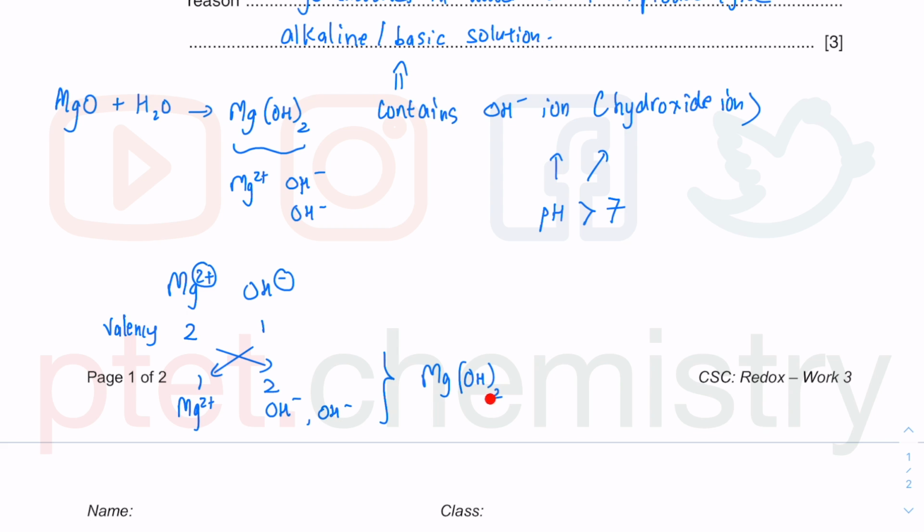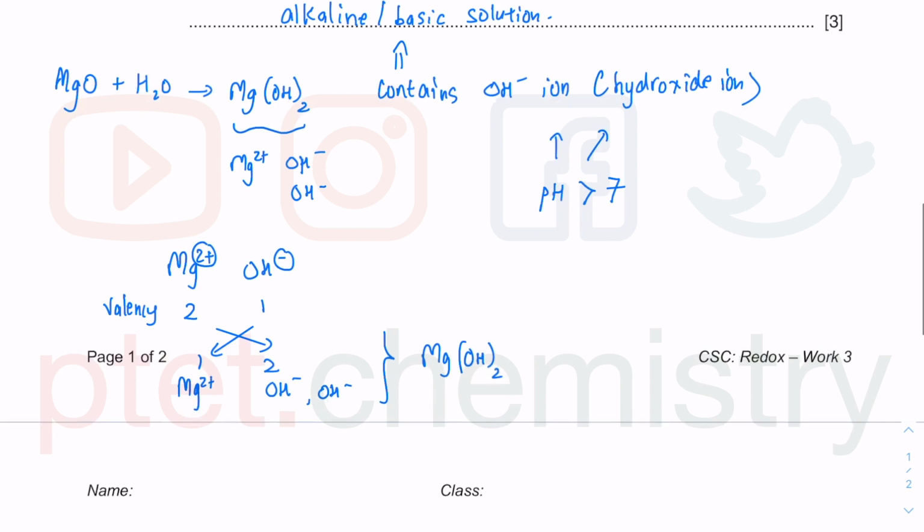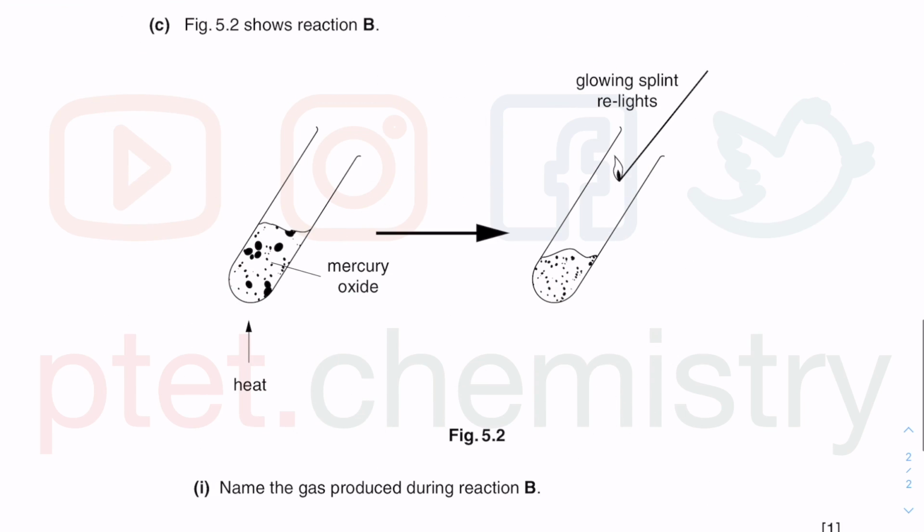This is the proper formula for magnesium hydroxide, and you know the meaning of this bracket because we did it in year 9 chemical formula. So again and again, year 9 concepts get carried forward to year 10 and year 11. In this next question, we have reaction B. We have this thing called mercury oxide. Mercury is a poisonous metal, a poisonous element, but it's mercury oxide.